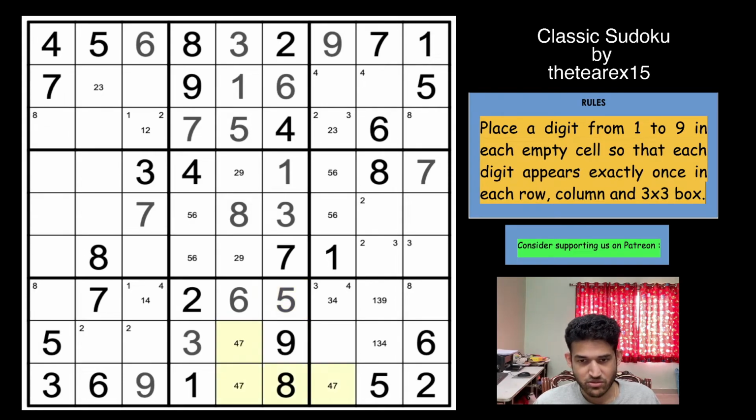And I'm just noticing this, that this is a deadly pattern. You can't have 4, 7 here. It's called uniqueness. So a powerful technique. So I'm not going to use that.